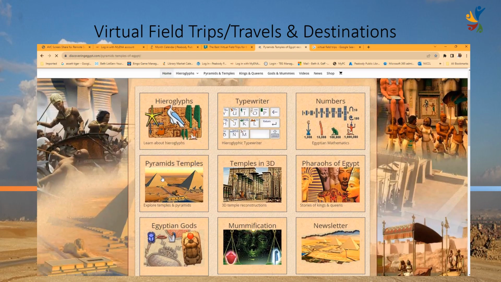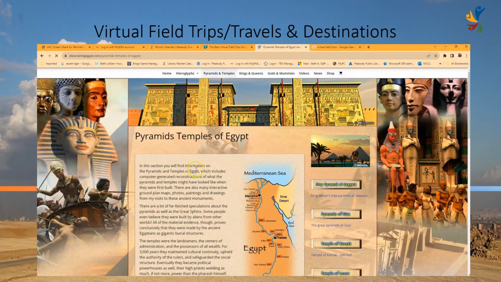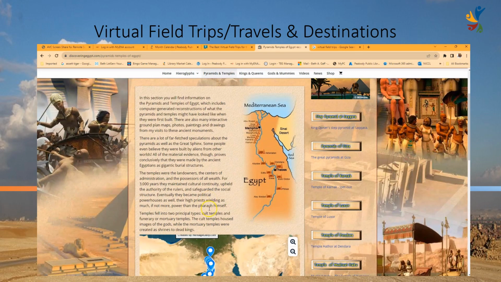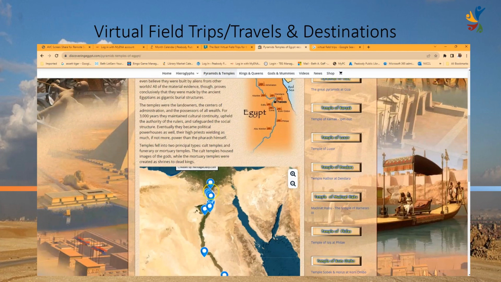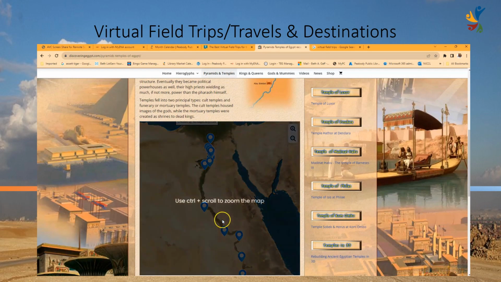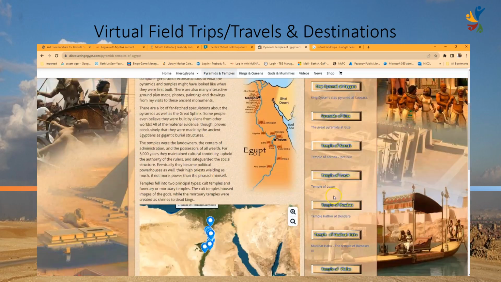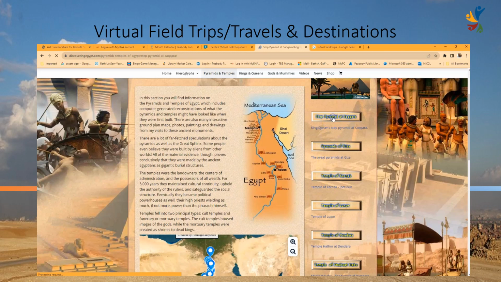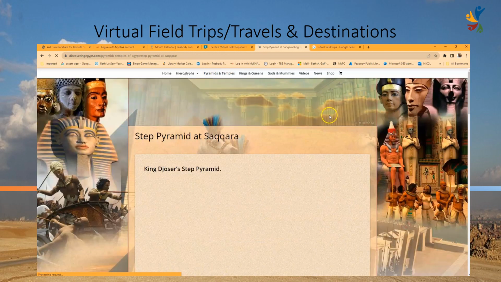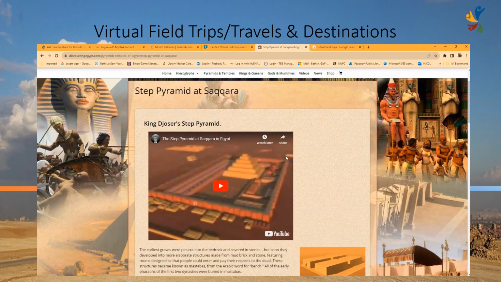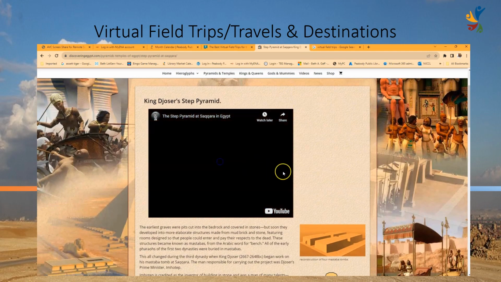Here's the pyramids. Okay, so I'm just going to kind of, so these must be the locations of them. Over here on the right, I'm just going to click on the first one that's there. And let's see what they have to say about this.